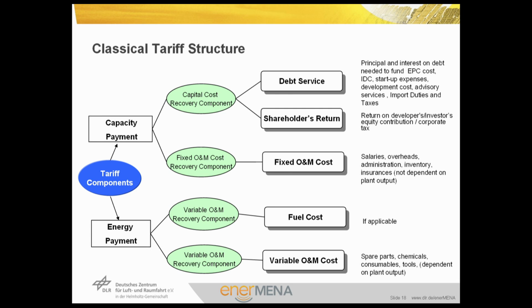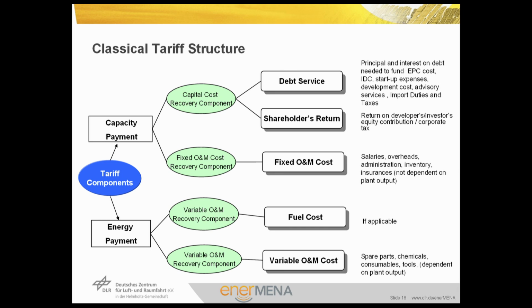The second component of the capacity payment is fixed O&M cost. That includes the salaries, overheads, administration, inventory, insurances, etc. All these costs are in the capacity components. I have to highlight here that in this case, even if the plant does not operate, we still have to pay these costs, and also we have to make sure that the capacity payment is sufficient to cover the off-grid period in order not to go directly to bankruptcy.